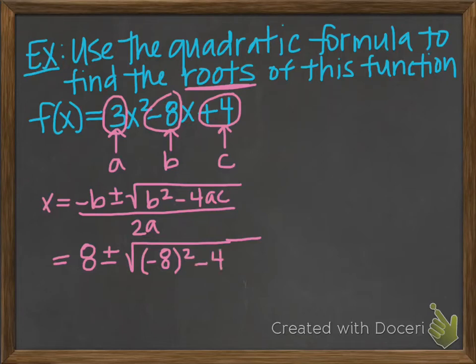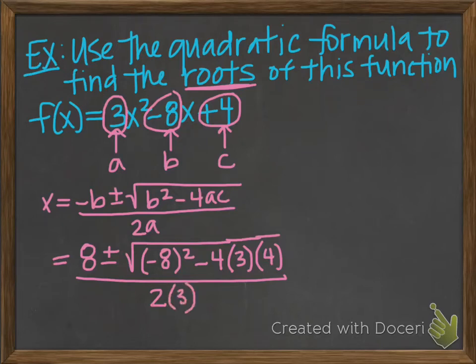Minus 4 times a is 3, times c is 4. So we'll multiply all that out in a minute. And this is all over 2 times my value of a, which is 3. Now I will tell you that a lot of students, without thinking, not intentionally, forget the denominator part of this formula. So just be really careful, make sure you're getting all the pieces. Okay, now we're going to go ahead and simplify.